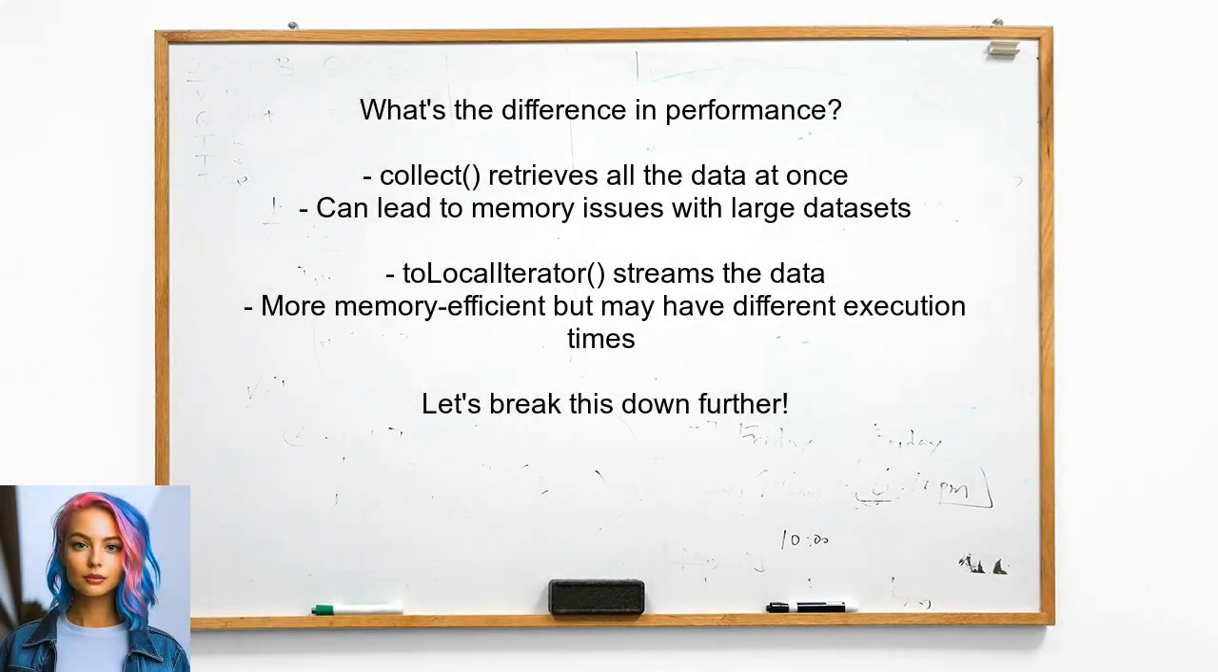So what's the difference in performance? Collect retrieves all the data at once, which can lead to memory issues if the data set is large. On the other hand, toLocalIterator streams the data, which can be more memory efficient but may have different execution times. Let's break this down further.